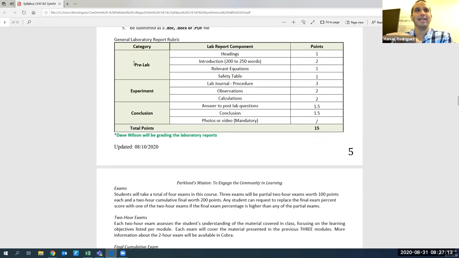Okay. The lab points come from headings, introduction, relevant equations, lab journal, procedure, observations, calculations, answer to the question, conclusions. How many points are based on accuracy? How many points are in, I got the results that I was supposed to get? Zero. You got terrible results, answer the question with the terrible results. You got terrible results, do the calculation with the terrible results. Write how terrible your results were in your observations, and you get all those points. It's not about getting the right answer.